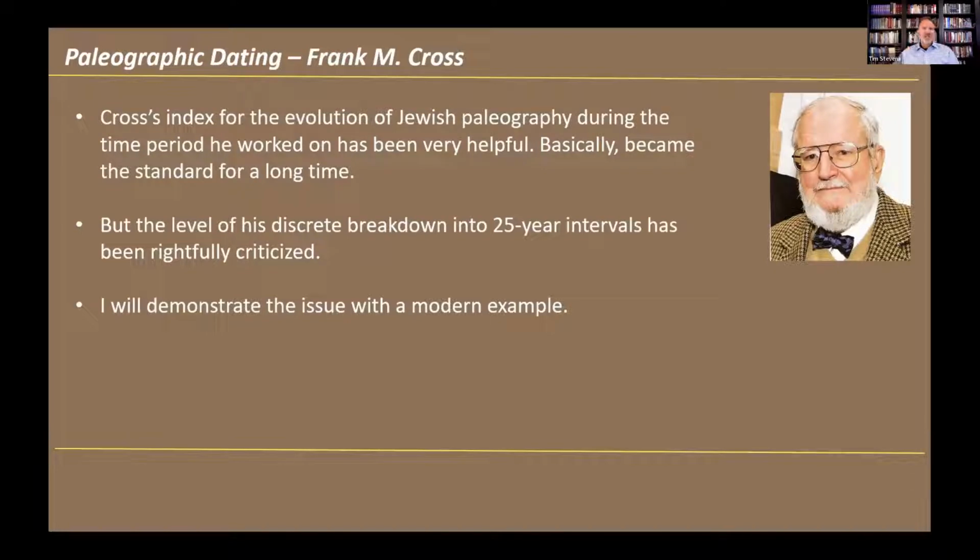Now, Cross's index for the evolution of Jewish paleography during the time period that he worked on has been very helpful. And basically, it became the standard, much like Albright's pottery chronology. Cross's index of Jewish script was, again, the standard for a long time. But the level of his discrete breakdown into 25-year intervals has been rightfully criticized. And I will demonstrate this with a modern example.